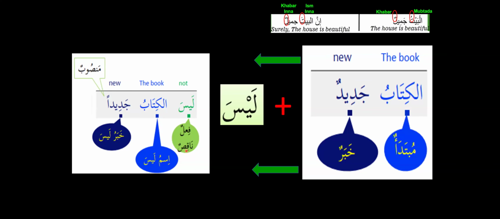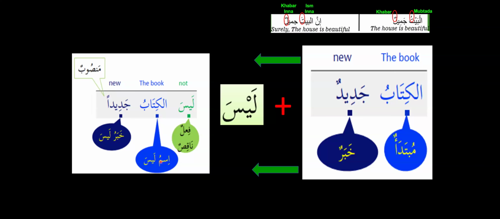So what is the grammatical analysis? How do we write the i'rab? For laysa, we will say it's fi'lun naqisun. What did we say for inna? Harf tawkidin wa nasbin, because it was adding emphasis, right? And it was making the upcoming word mansub. Here for laysa, it's sufficient to say fi'l naqis, because with the fi'l naqis, we know it's going to be ism and khabar. It's not going to be fa'il and maf'ul. There'll be no doer and there'll be no object. The names will be ismu laysa and khabaru laysa.